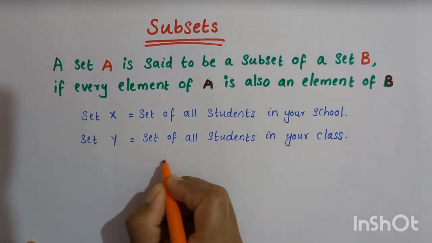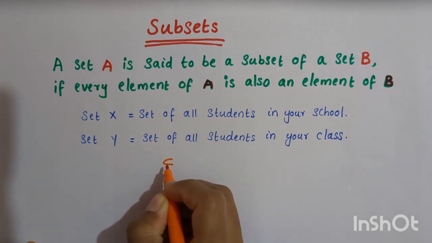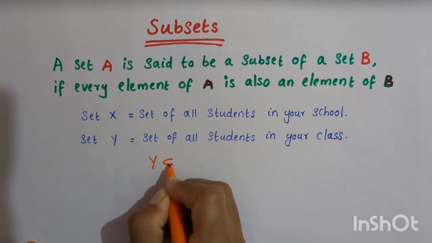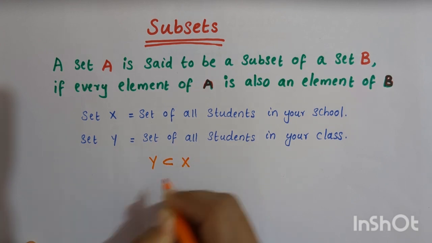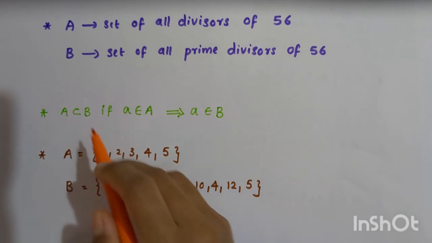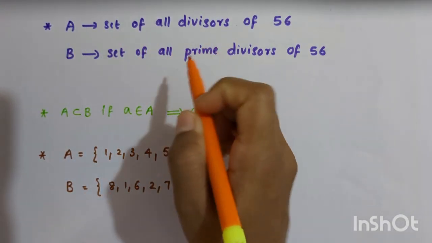We usually use this simple symbol. Okay, this actually stands for "is a subset of" or "is contained in". So here we write Y is a subset of, or Y is contained in, set X. Now let us consider a set A which is a set of all divisors of 56.